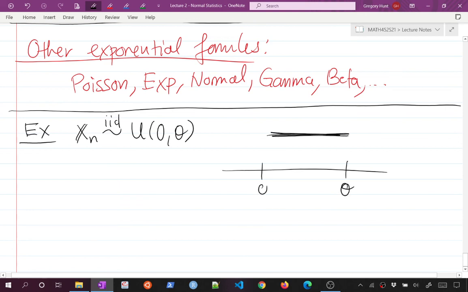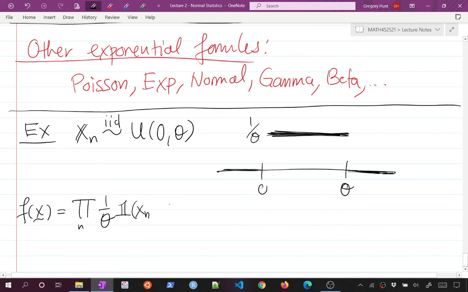So our PDF will look like this. It's flat. It's at 1 over theta between 0 and theta, and it's 0 outside of that, right? So let's look at the joint distribution, which is the product of our marginals. What are our marginals? It's just 1 over theta, right? But I need my support. Again, this is why indicator functions are going to be useful. You're going to hate them at first, but they're going to be useful. I need to encode my support.